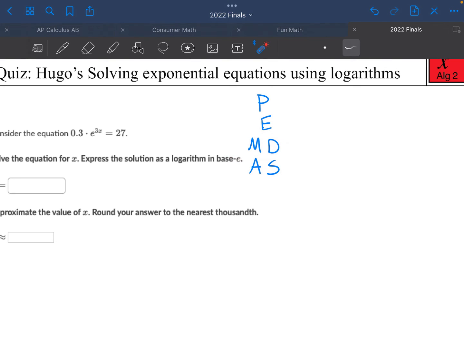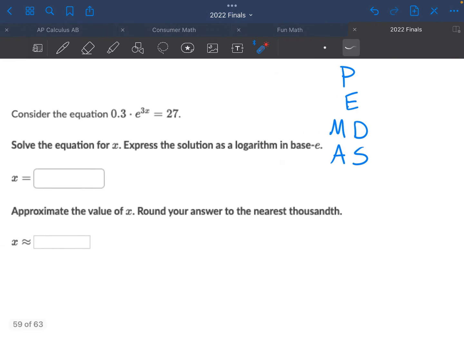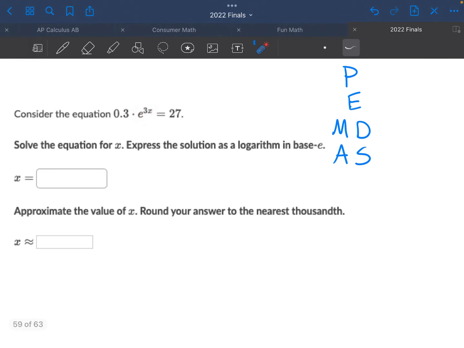So do I see any addition or subtraction to undo? I see multiplication, a power, multiplication. Okay, none of you. Do I see any multiplication or division? I see 2. I see 3 times x, and I see 0.3 times e.